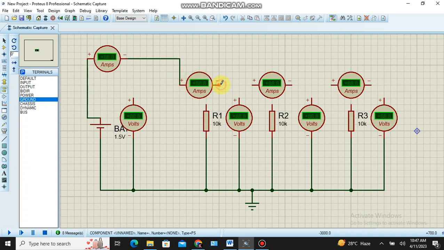The first ammeter's minus terminal is connected with the R1 resistor. This ammeter and R1 are connected in series, but this series combination is connected in parallel with the battery.